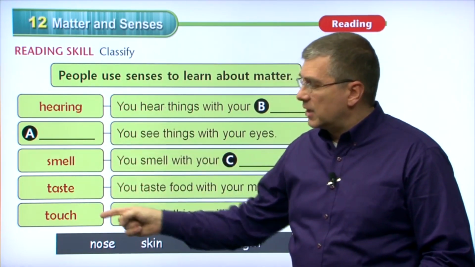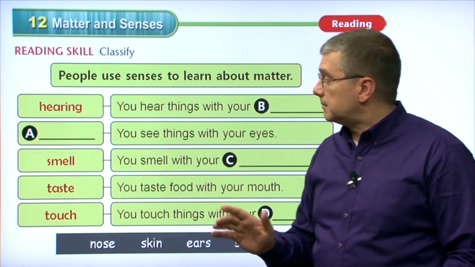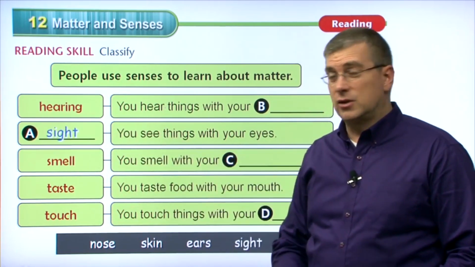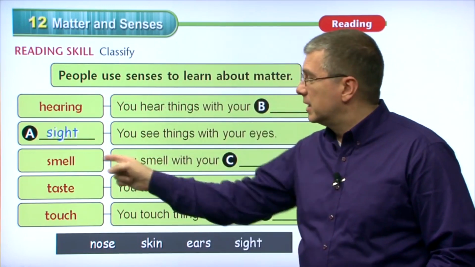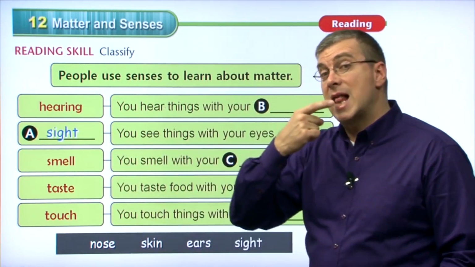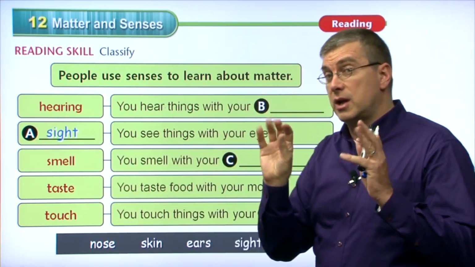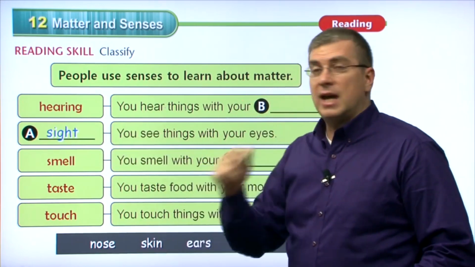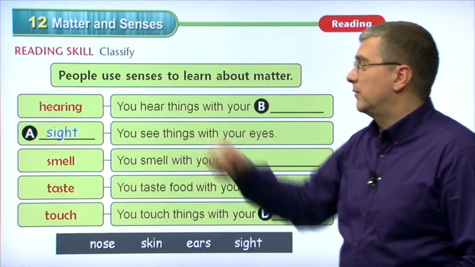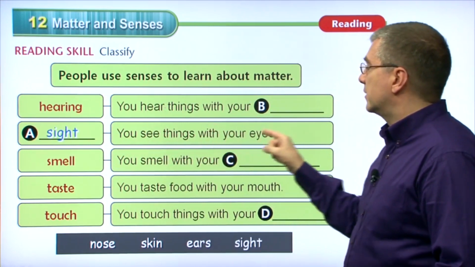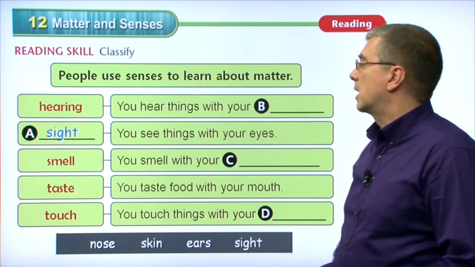Actually, A is kind of easy because we know we have five senses. Hearing, smell, taste, touch. Which one is missing? If you chose sight, that's correct, right? Hearing with our ears, smell with our nose, taste with our tongue, touch with our skin, usually our fingers, but all over, and sight finally with our eyes. Okay, so we filled in that one. Sight, you see things with your eyes.